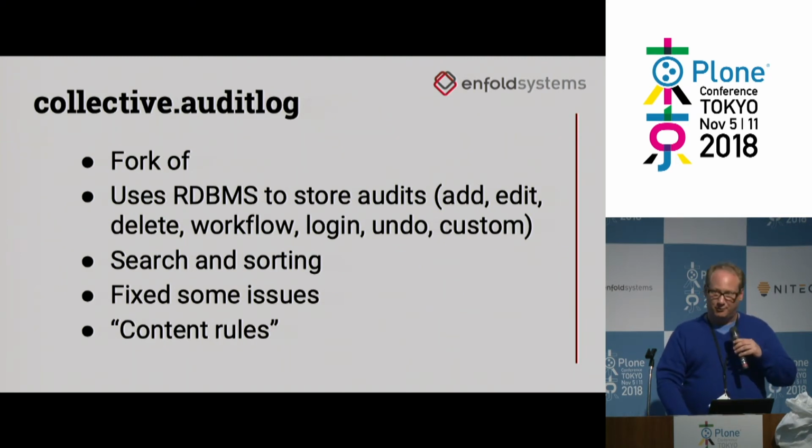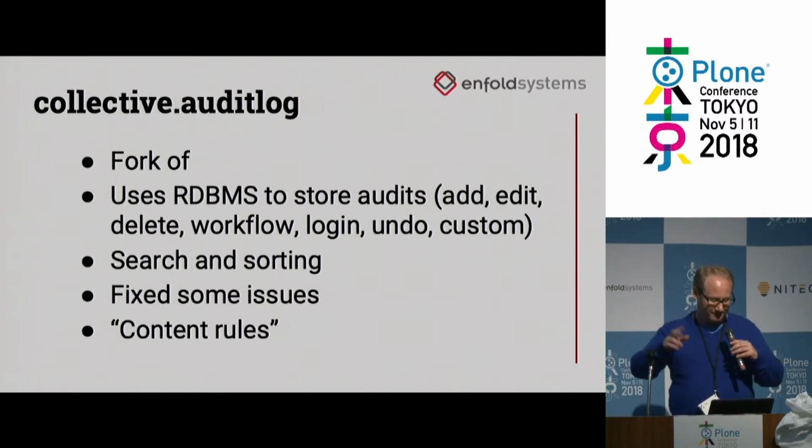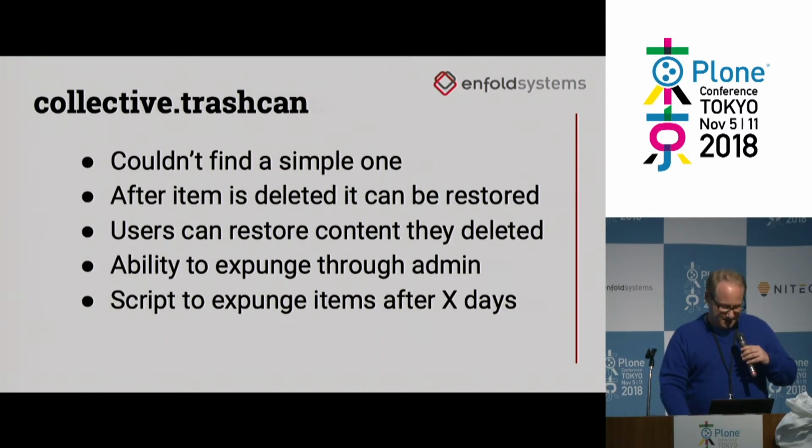Collective audit log, we forked it. We don't know who it is. We'd like to push these changes back. It uses a relational database to store audits: add, edit, delete, workflow, logins, undos for us, and some custom features. Things that we added, such as being able to search and sort by different columns. We fixed quite a few of the issues that we saw in it, and I think the content rules stuff works.